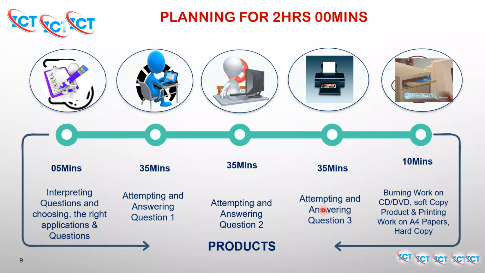Then use 35 minutes in attempting and answering your first choice question. Use 35 minutes again in attempting and answering your second choice question. Then use 35 minutes in attempting and answering your third choice question. Use the last 10 minutes to produce the product. The product: you are burning work on CD, you are also printing your work on A4 paper. Soft copy on CD, hard copy on A4 paper.